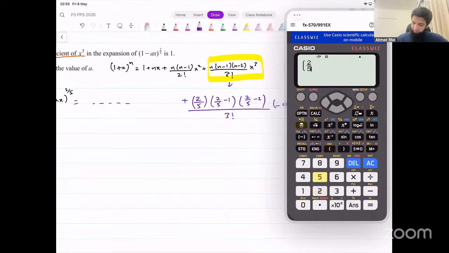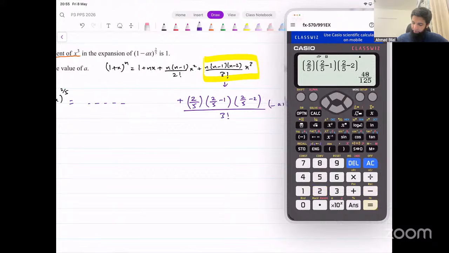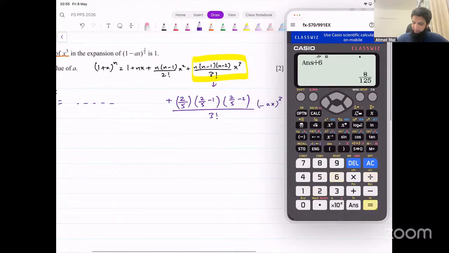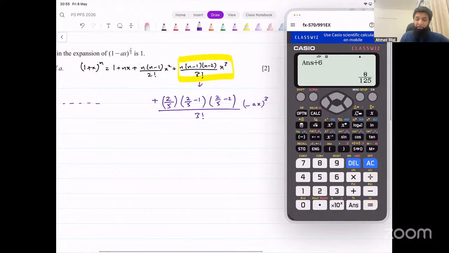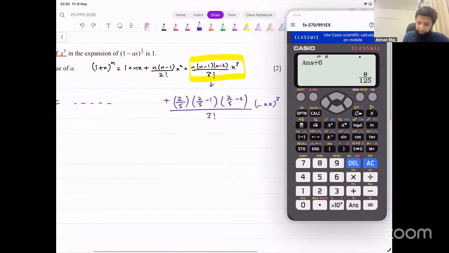2 over 5 into 2 over 5 minus 1 into 2 over 5 minus 2, divided by 6. And that will give you some number, 8 over 25. And then you have this negative sign from inside as well, so it will be negative 8 over 25, negative 8 over 125, a cube x cube.